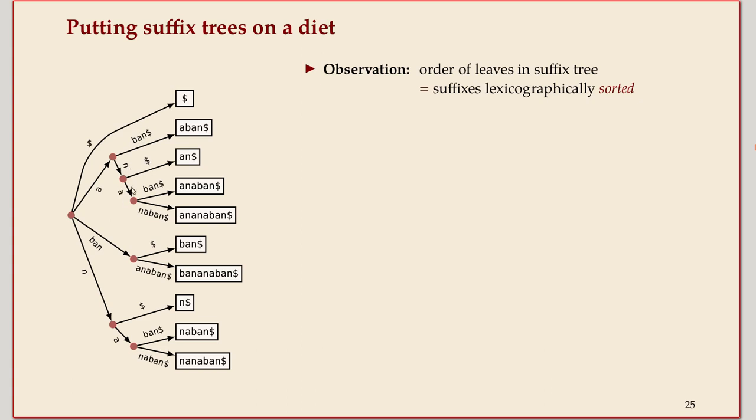If you do this, and now you read your leaves, left to right as it was, now it's top down, you will notice that this is a sorted list of strings. It gives the suffixes in sorted order.